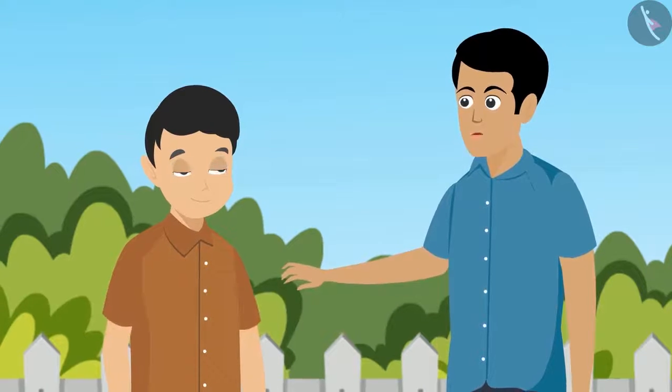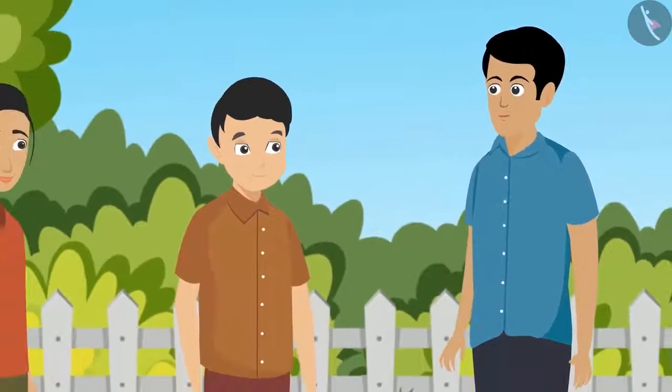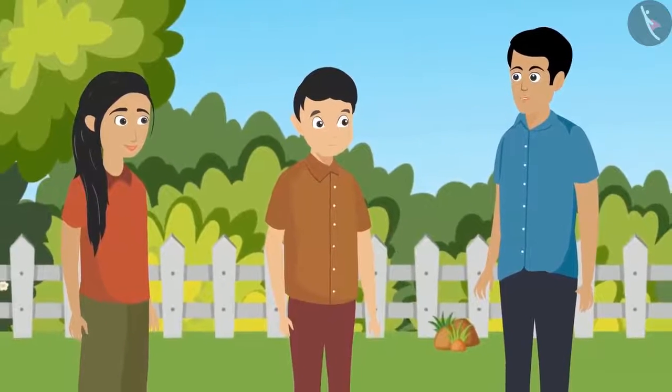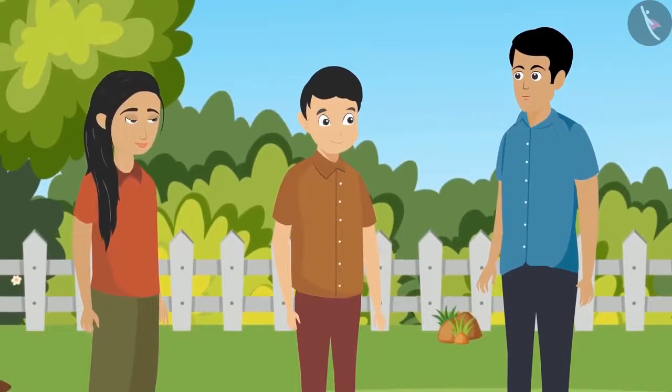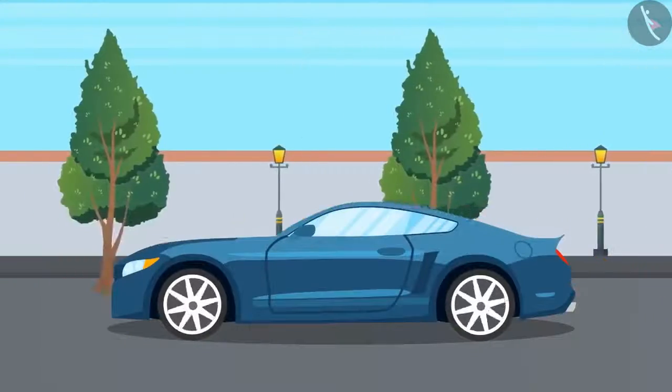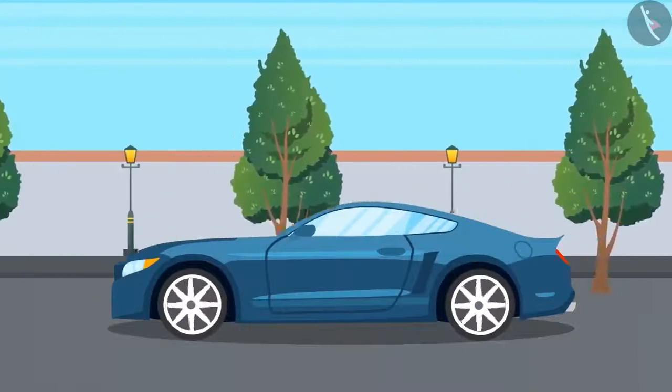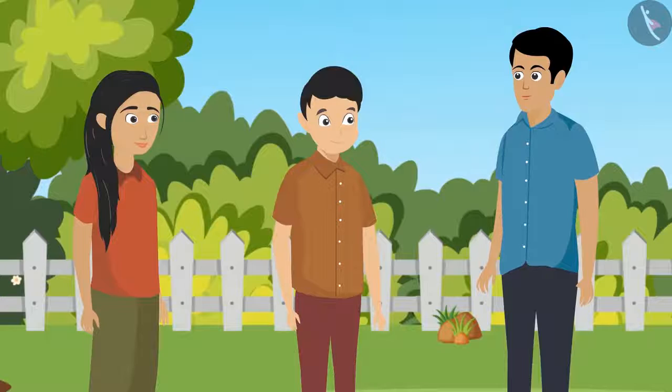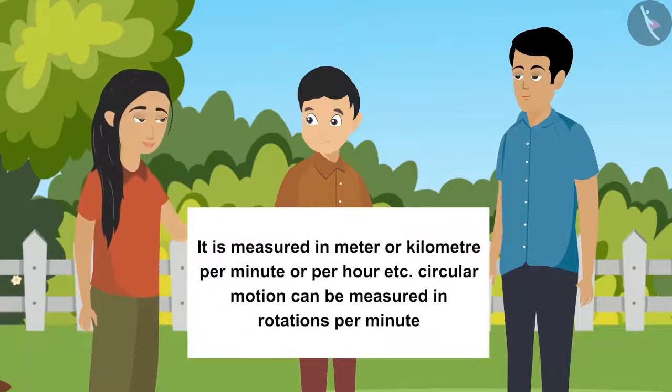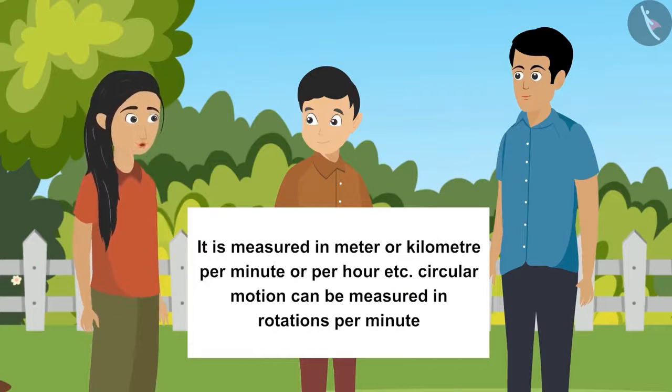Very well, Pavan. And yes, you got it right. An object can be in more than one type of motion at the same time. For example, the tyre of a car rotates and moves forward as well. You kids can also rotate and move together. Pavan, like the way we measure straight motion in meters or kilometers per minute or per hour, etc., circular motion can be measured in rotations per minute.